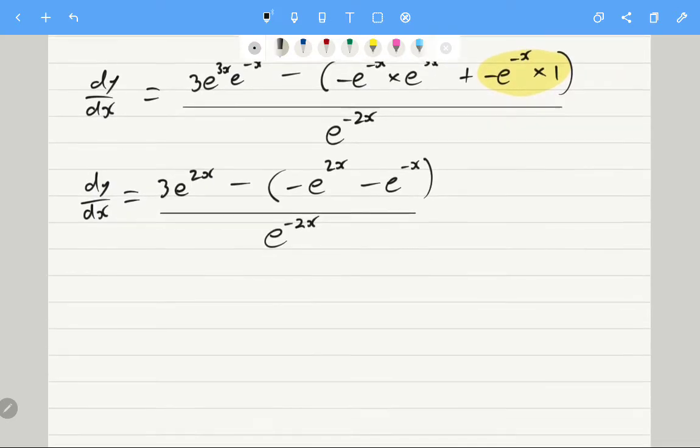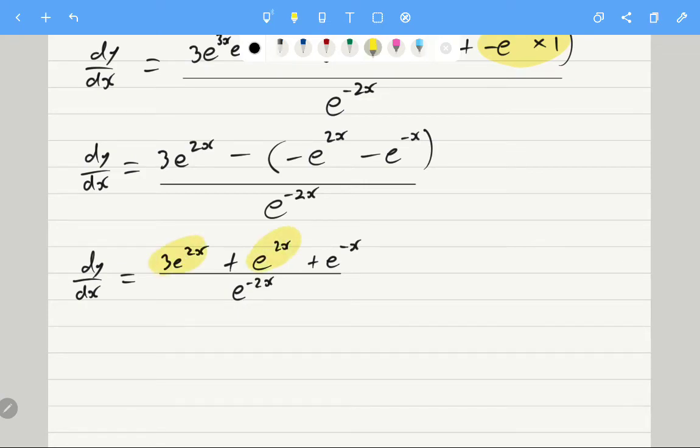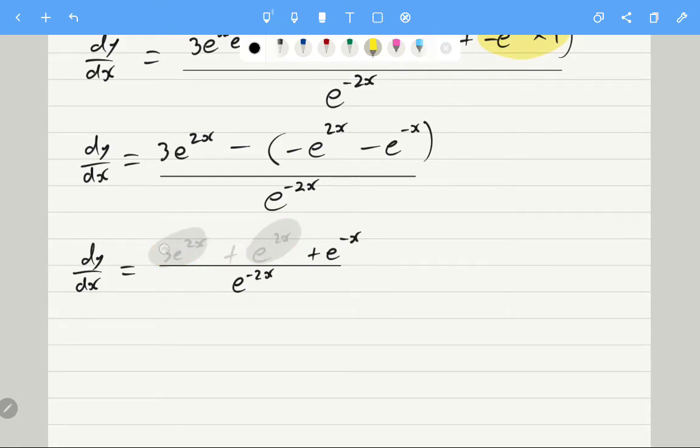Now, carrying on for a little bit more, we can then clean it up a little bit further. So dy dx equals 3e to the 2x minus, well, let's get rid of this minus, so let's expand the brackets. These are both going to become positive terms, so e to the 2x plus e to the minus x, all over e to the negative 2x. Now just check for like terms up on the top, and you can see that we actually do have 2 like terms. These are both e to the 2x terms. They can be added together, and we'd be left with 4e to the 2x, because we had 3 plus 1, so that's 4.